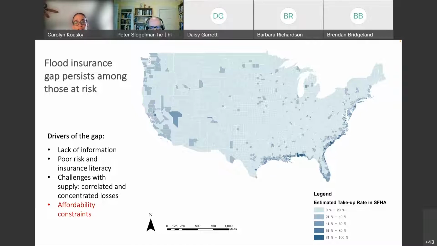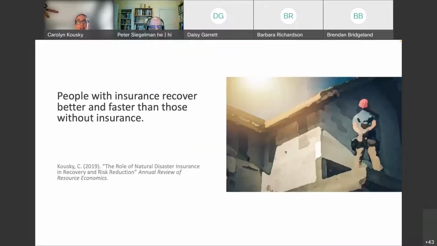The real focus for my presentation tonight is that a lot of it is just affordability, right? And folks cannot or don't want to pay the high costs of disaster insurance. The problem with this is that we know from research that people with insurance recover better and recover faster than those without insurance. And that's because of everything we just talked about. There are all these limitations of other sources of post-disaster financial assistance, such that if you have insurance, it's really beneficial.